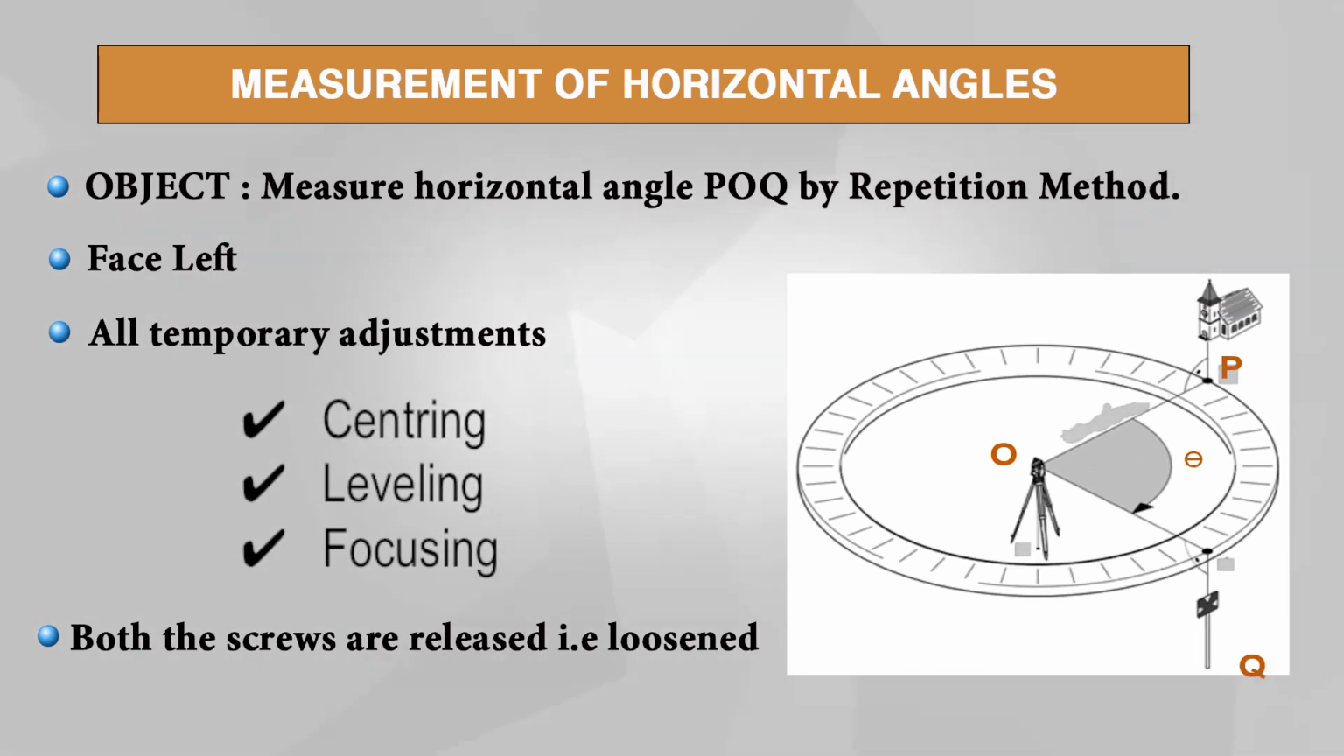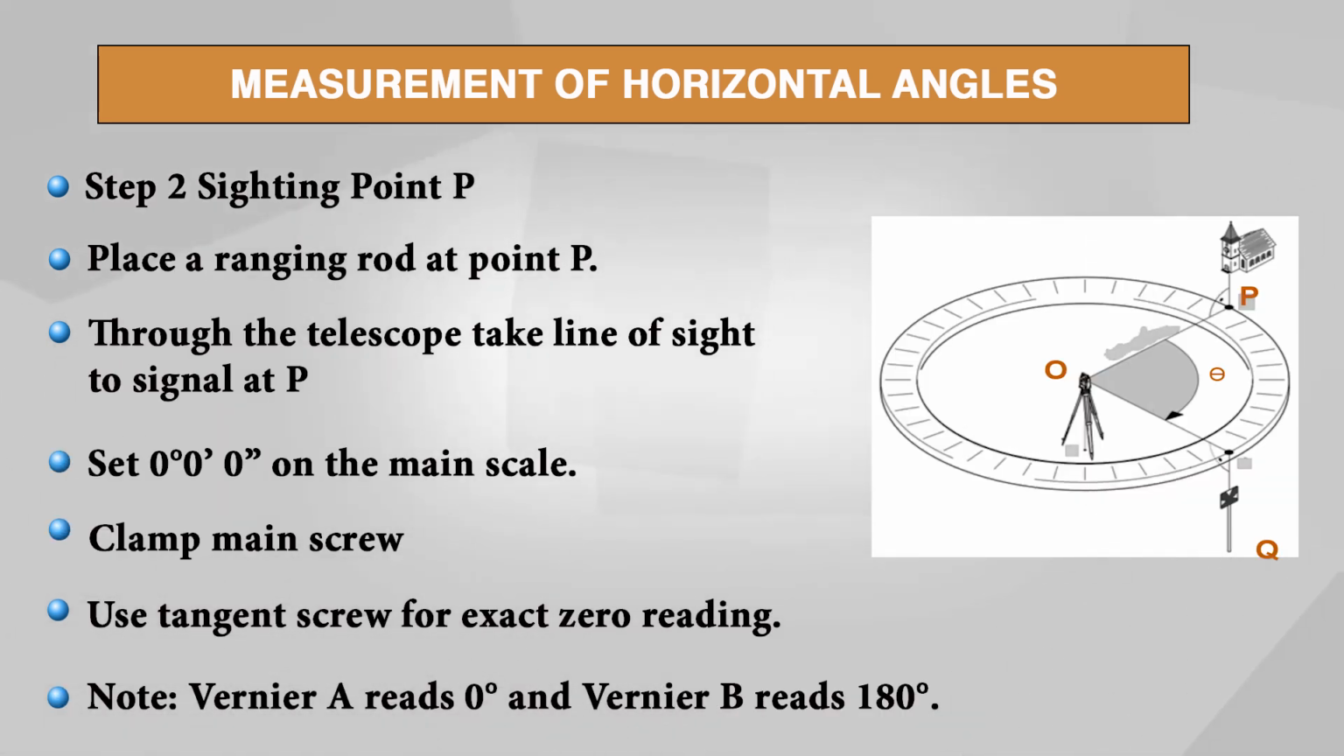Set the vertical circle to the left of the observer, because generally we start the process with face left reading. Both the screws are released and loosened. Now, both the plates are free. Now, what do we do? We will sight point P, the first point. At this point, we will set the vernier A reading to 0, and automatically the corresponding vernier B reading would be 180 degrees.